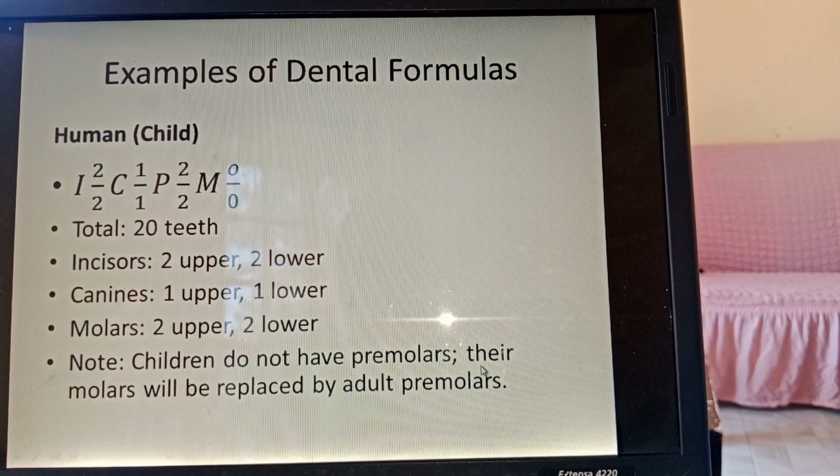Human child has 20 teeth. Incisors are 2 in the upper jaw, 2 in the lower jaw. Canines are 1 upper, 1 lower. Molars are 2 upper, 2 lower. Note, children do not have premolars. Their molars will be replaced by adult premolars.